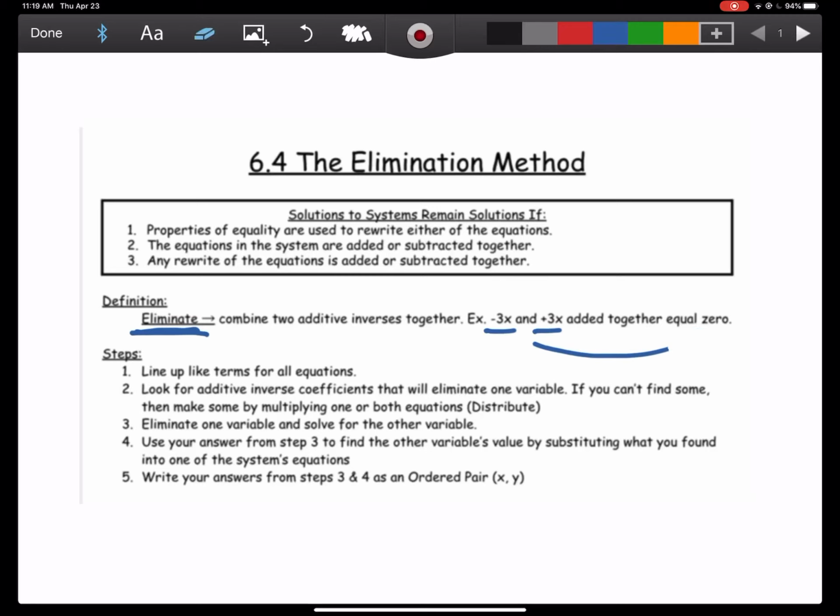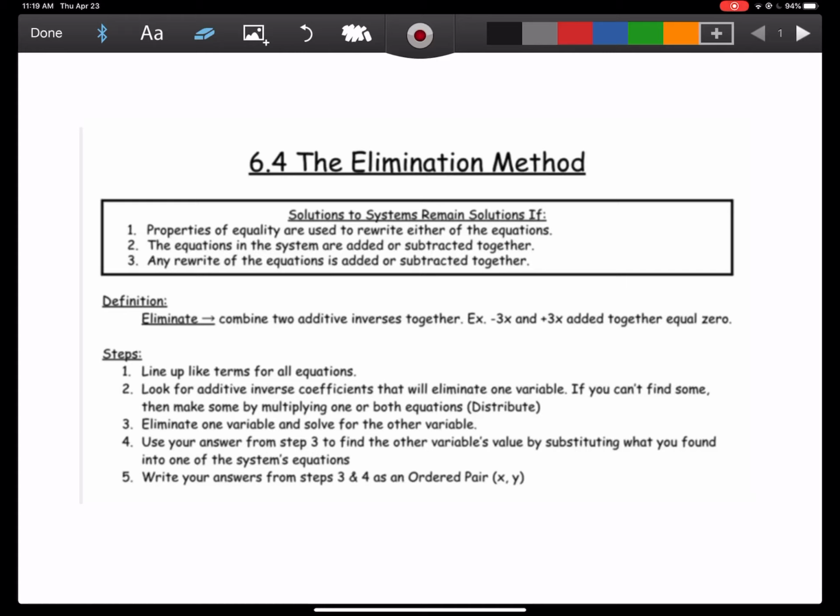Okay, so let's look at the steps. These are the steps that I'm going to refer to. I have my own ways of referring to them, but this is just a very clear way of writing them down. So step 1, line up like terms for all equations, meaning make sure your x terms are lined up over other x terms, y terms are lined up over other y terms, and equal signs are lined up on top of other equal signs. And constant numbers without variables are lined up with other constant numbers.